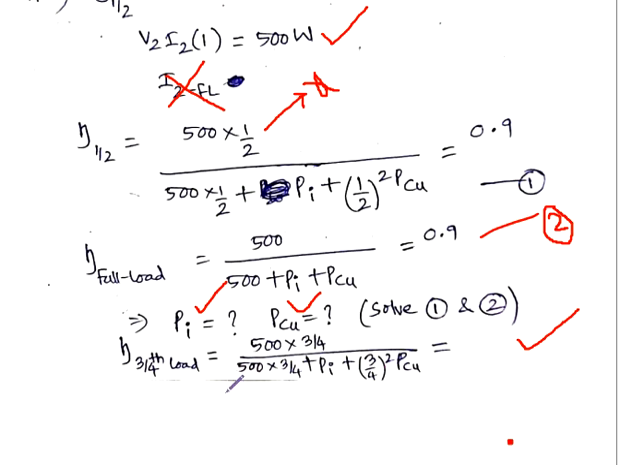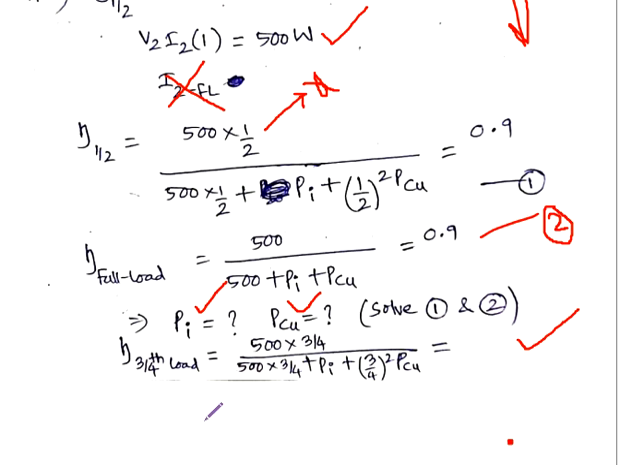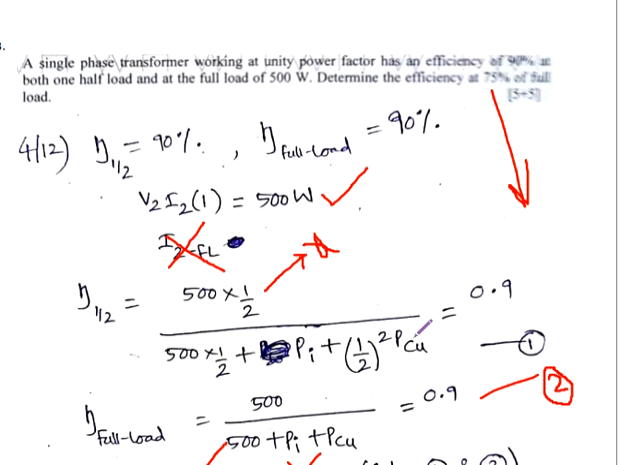Once you get Pi and PCU by solving 1 and 2, you can determine the efficiency at any load. In the question, it is asked to determine it at 75% load, that is 3/4 of the load, so x will be 3 by 4. The expression will be 500 into 3 by 4 divided by 500 into 3 by 4 plus Pi plus 3 by 4 square into PCU. You substitute Pi and PCU, which we got here, to get the efficiency at 3/4 load. This is all about this first problem.